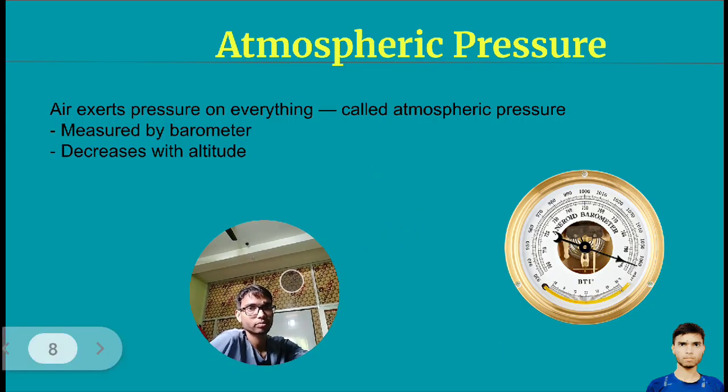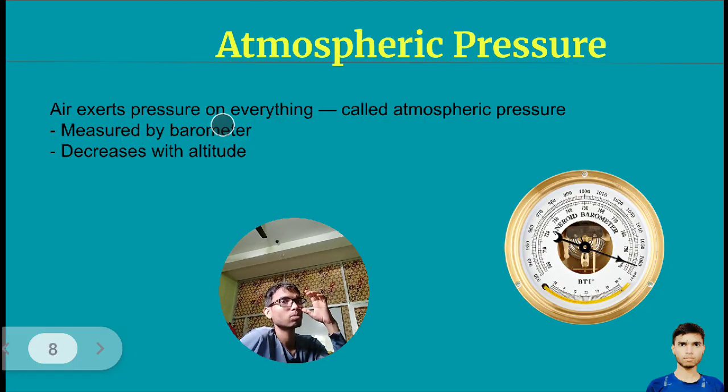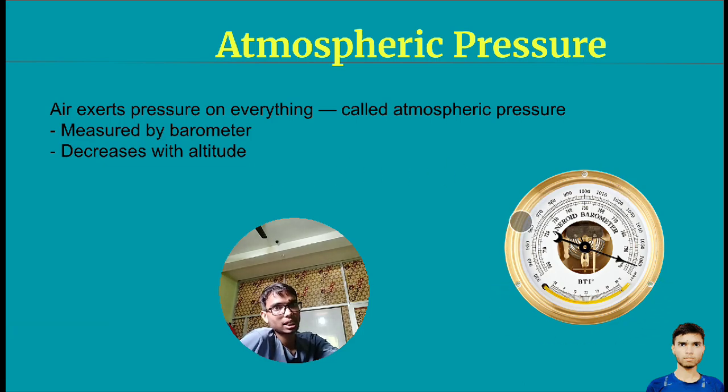Atmospheric pressure. Air exerts pressure on everything, called atmospheric pressure, measured by barometer. How to measure atmospheric pressure? You can use a device whose name is barometer. It decreases with the altitude. It is a device, the name of this is barometer. Just by using this, we can measure the pressure of the atmosphere in the sky.